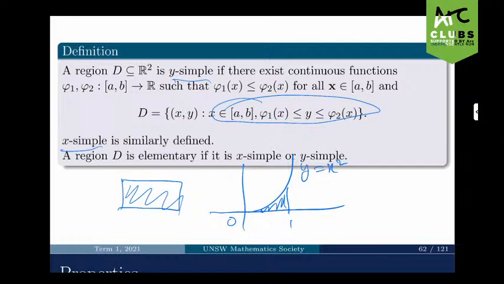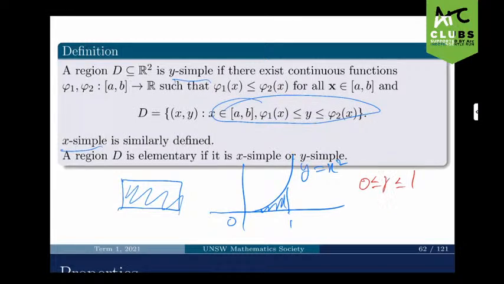Let's say we want to say y goes from 0 to 1. Say y goes from, sorry, wrong thing, start with x.